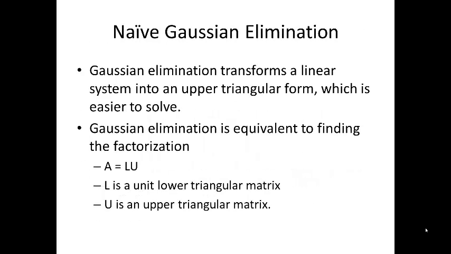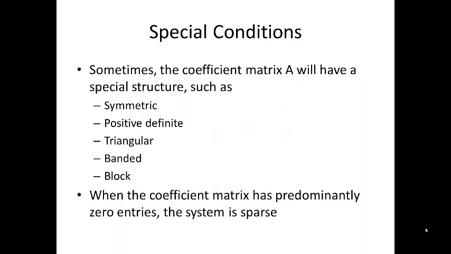Gaussian elimination works by transforming a linear system into an upper triangular form, which is then easy for us to solve by back substitution. It's equivalent to finding the factorization A is equal to L times U, where L is a unit lower triangular matrix and U is an upper triangular matrix. This factorization is especially useful when solving many linear systems involving the same coefficient matrix but different right-hand sides, and this occurs frequently in various applications. Sometimes the coefficient matrix A will have a special structure, such as being symmetric, positive definite, triangular, banded, or a block.